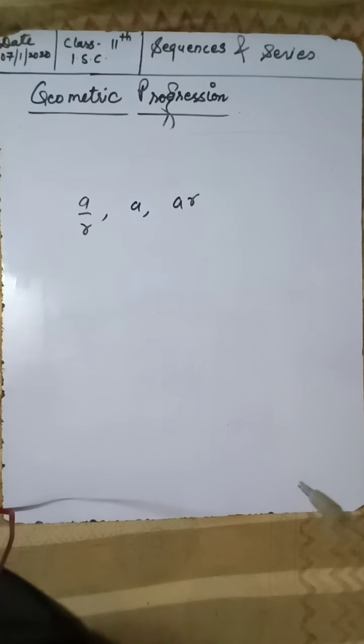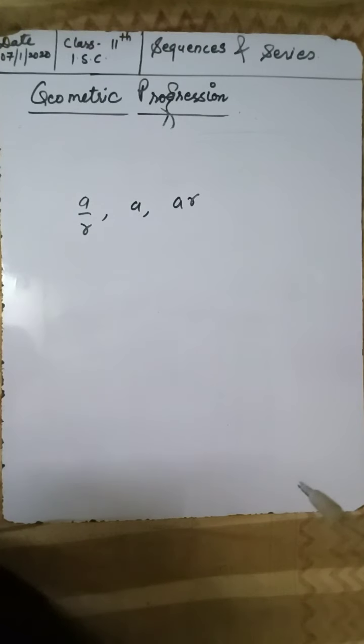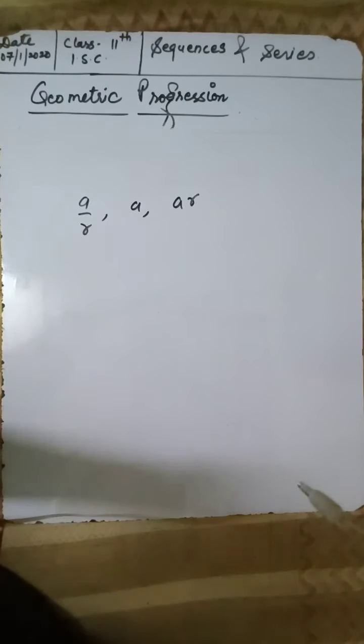Now let's start with the exercise. As I told you, I hope you have done the starting questions up to 9; up to questions 8 and 9 one can easily do. Let's do the 10th question. The fifth, eighth, and 11th terms of a GP are P, Q, and S respectively. Show that Q square equals PS.